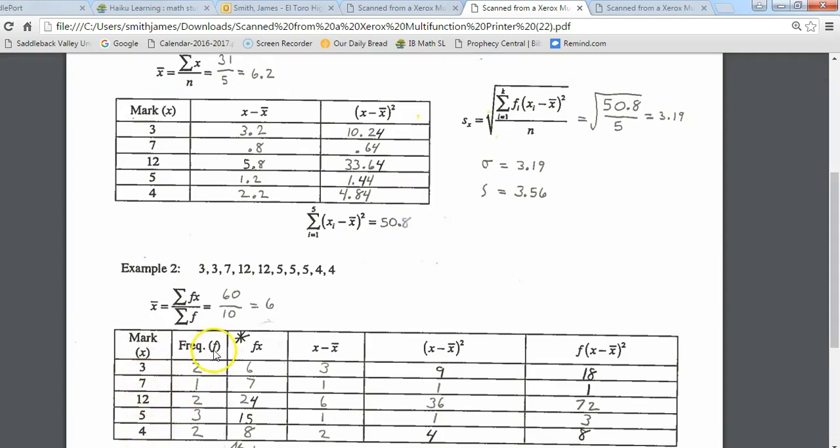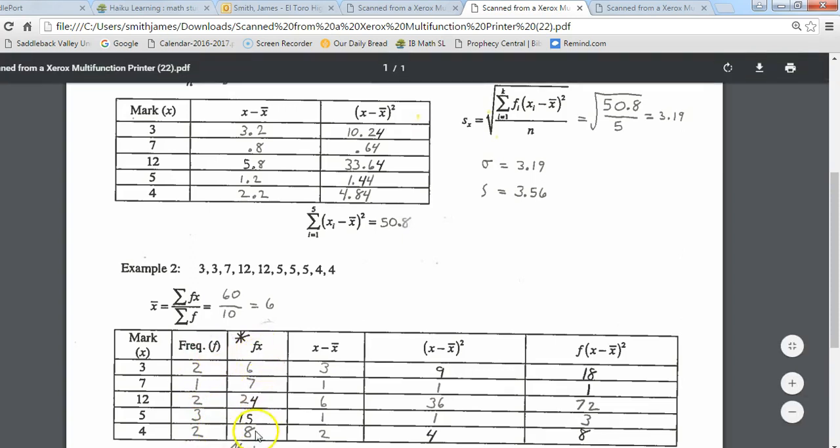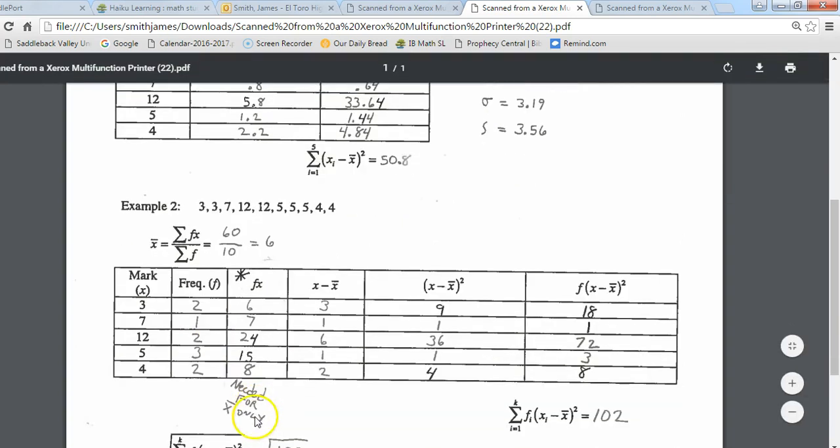Right next to that, I'm going to create the frequency list. If you look right here, I had 2 3s. That's why there's a 2 right there. I had 1 7, 2 12s, 3 5s, and 2 4s. So that is my frequency list. The main thing for what you're seeing in the next part is just to help me find the average, or to find the mean.